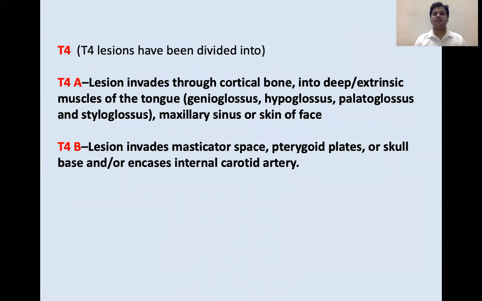T4A, lesion invades through the cortical bone into the deep extrinsic muscle of the tongue like genioglossus, hyoglossus, palatoglossus, and styloglossus, maxillary sinus or skin of the face. Lesion that invades masticatory space, pterygoid plate or skull base or encircles internal carotid artery is considered as T4B lesion.